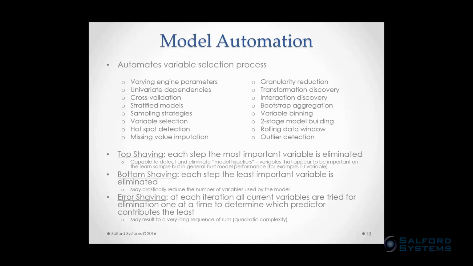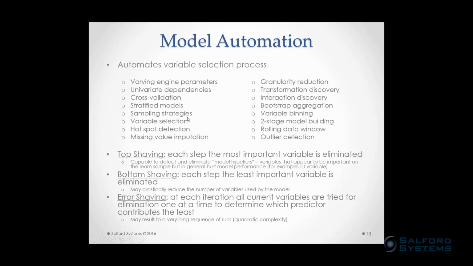After I go over this slide, I'll just pop back to the software and show you where you can find this, if this is something that interests you. We have many different types of automations here. You can vary the engine parameters if you're not sure which one you'd like to use. You can do variable binning, outlier detection, different sampling strategies, and variable selection.